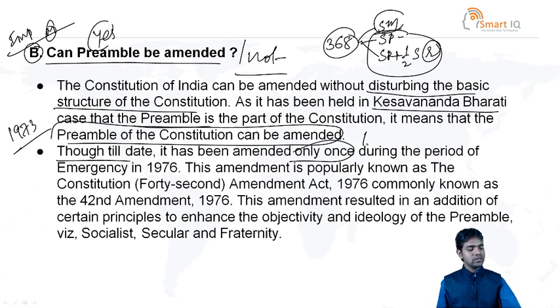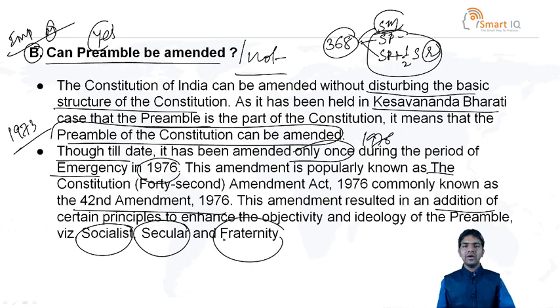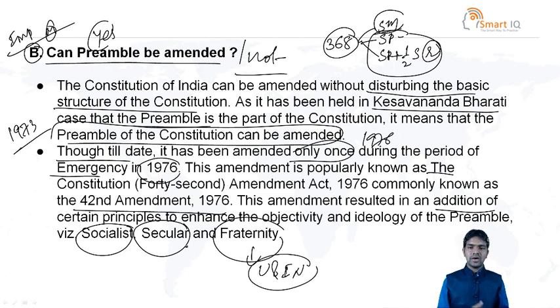Okay, that is in 1976, during the period of the Emergency. This amendment is popularly known as the 42nd Amendment Act of 1976. This amendment resulted in the addition of three important words, to enhance the objectives and ideology of the preamble: socialist, secular and integrity, that is, the unity and integrity of the nation. These three important words were added to the Constitution by the 42nd Constitution Amendment Act of 1976. It's so important.